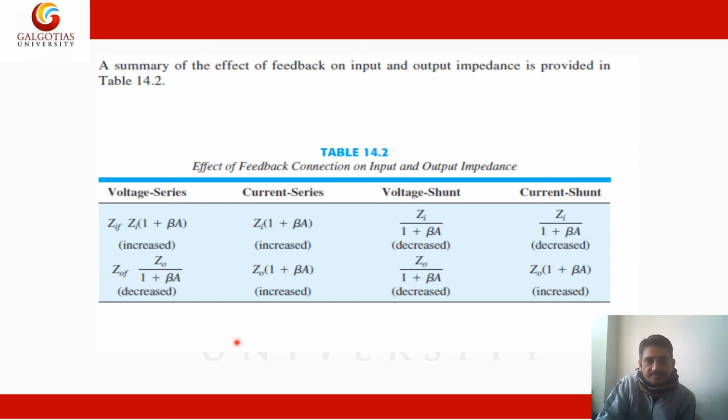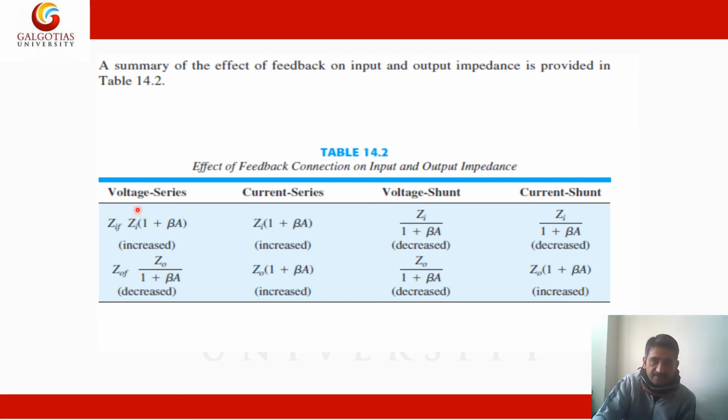So here is a summarized table showing the input impedance and output impedance for voltage series, current series, voltage shunt, and current shunt. We can see for voltage series, the input impedance has been increased by 1 plus A beta times. For current series it is also increased by 1 plus A beta. But for voltage shunt, the input impedance has been decreased by 1 plus A beta, which is not desirable. And for current shunt also, input impedance is decreased by 1 plus A beta, whereas we require high input impedance for cascading purposes.